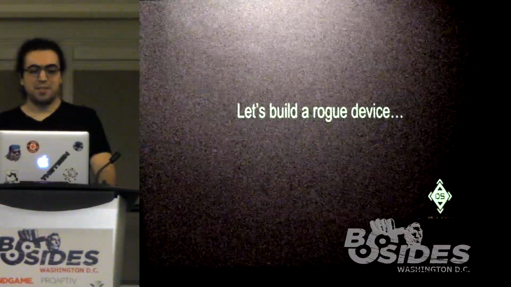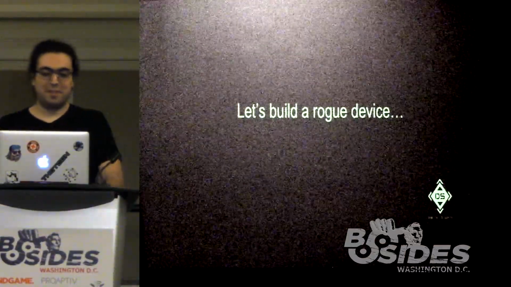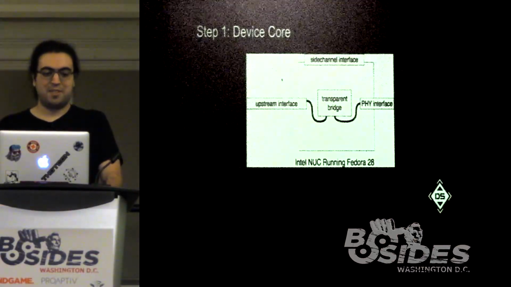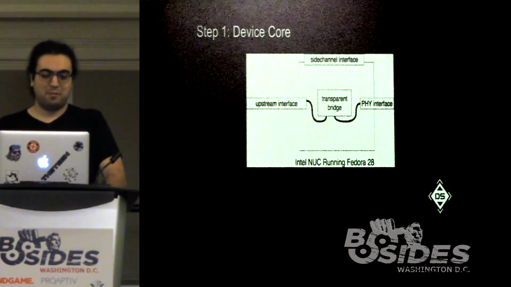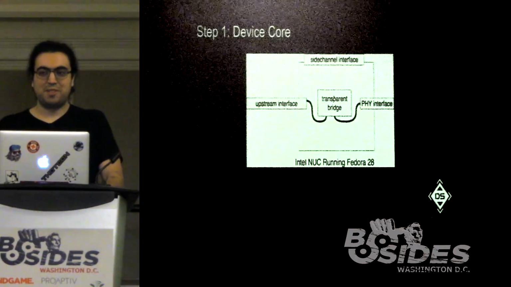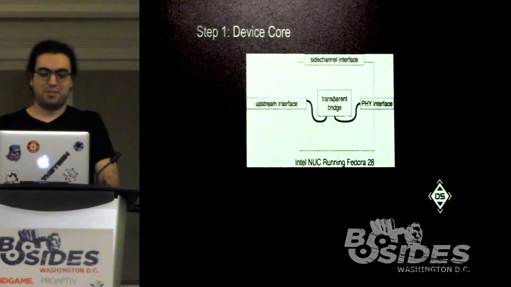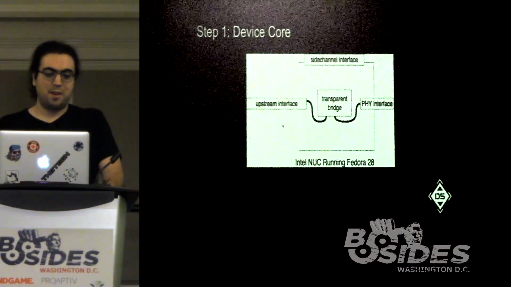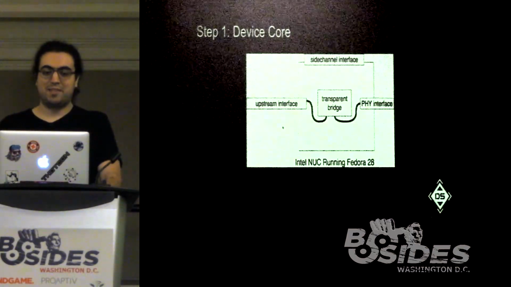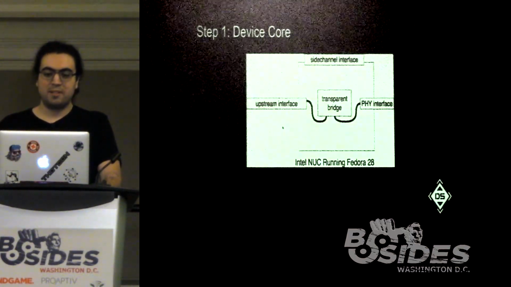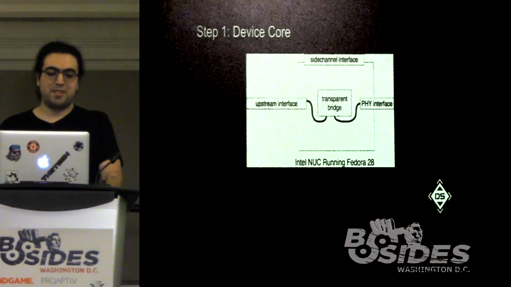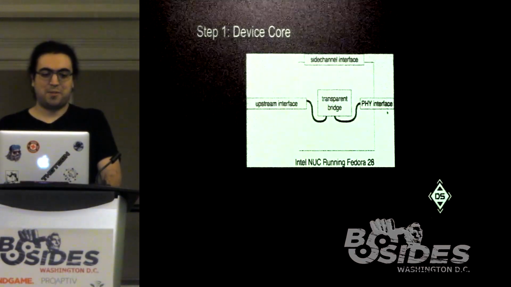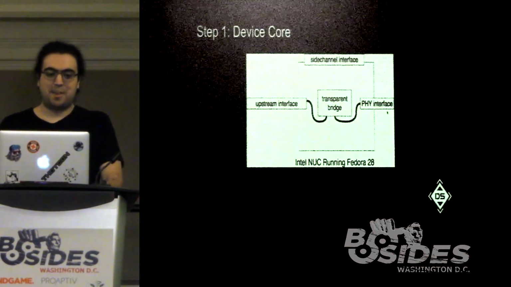So if we were going to build a rogue device that could do this kind of attack, how do we do it? Well, the first step would be to set up our core device, and you can see here we're including our transparent bridge capabilities, just because they're useful, although not necessarily for this, but it's good to have them in case we need it. The main features: you're going to need an upstream interface, which is going to be facing toward the switch, and your PHY interface is going to be our second interface, facing toward the supplicant.